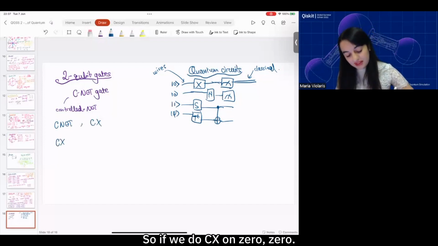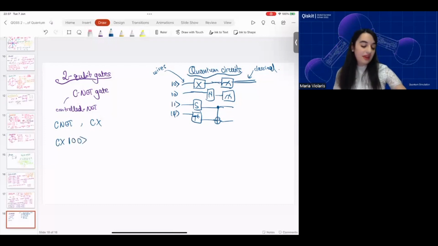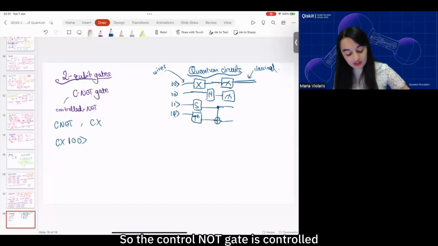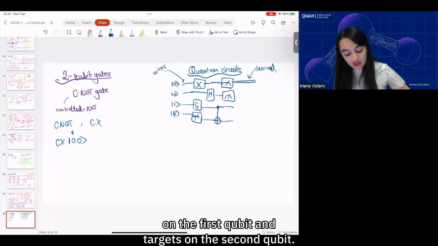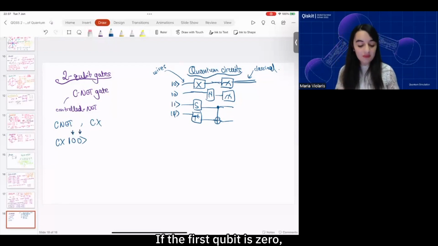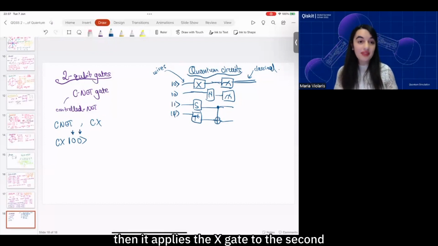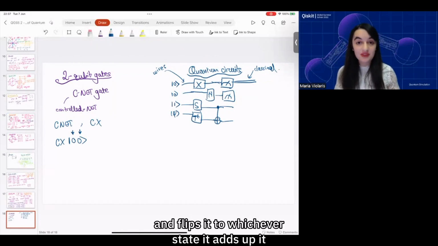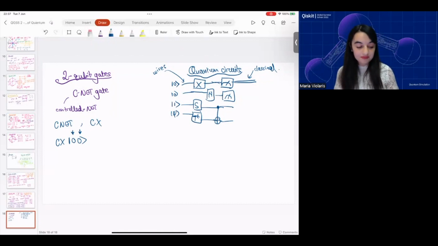So if we do CX on 0, 0, the control NOT gate is controlled on the first qubit and targets the second qubit. If the first qubit is 0, then it does nothing to the second, and if the first qubit is 1, then it applies the X gate to the second and flips it to whichever state it ends up in after applying the X gate.